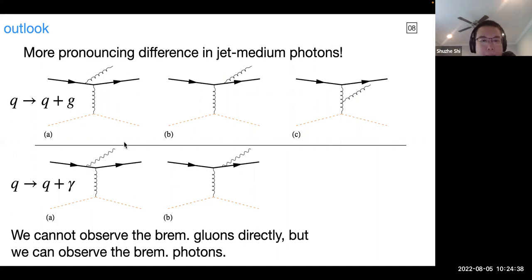One thing we are working on is that we would like to measure and compute the distribution of the bremsstrahlung photons and compare bremsstrahlung photons assuming one model and the other. By doing so, we should be able to provide an independent tool to discriminate these two models, the Martini and CUJET models.